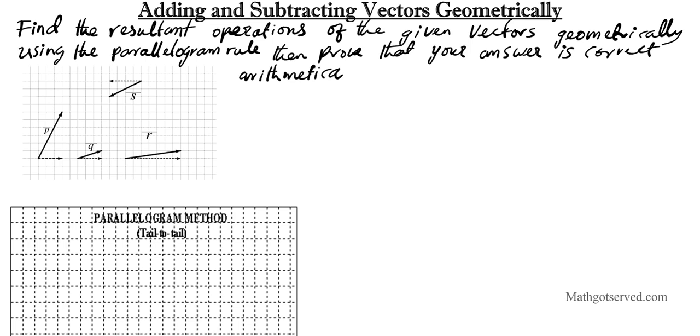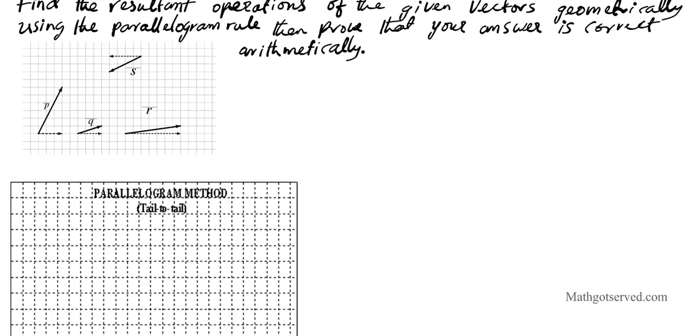Alright, so it's a two-part process. We're going to find the resultant vector by using geometric means, namely the parallelogram method, and then we're going to prove that our answer is in fact correct by arithmetic. Alright, so for number one, we're going to be finding the operation vector p plus vector r. Okay.